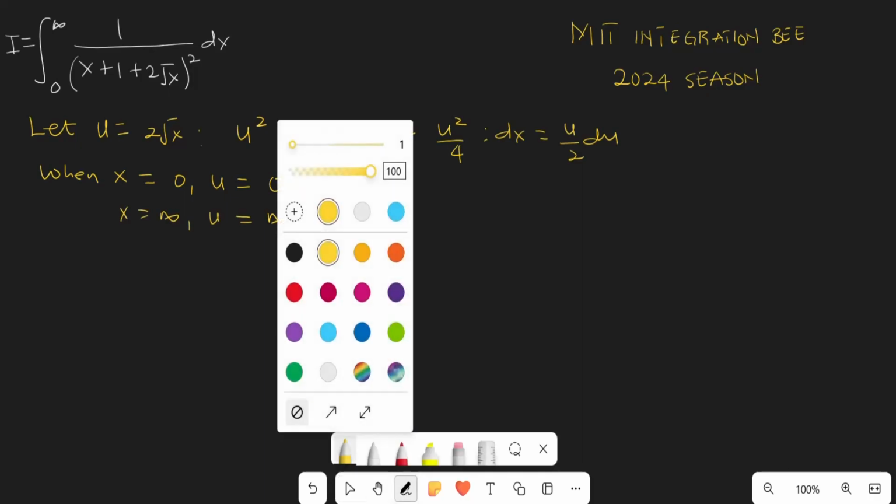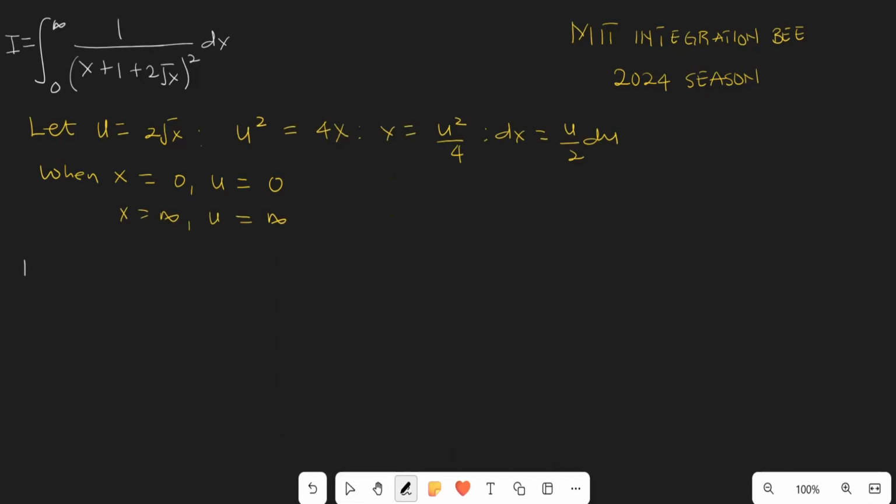So now at this point, let's take our integral from the x world into the u world. So I is going to be the integral from 0 to infinity of 1 all over x is now what? What is the value of x here? x here is now u squared over 4, plus 1 plus 2 square root of x is going to be u. And what is dx? dx is u over 2 du.